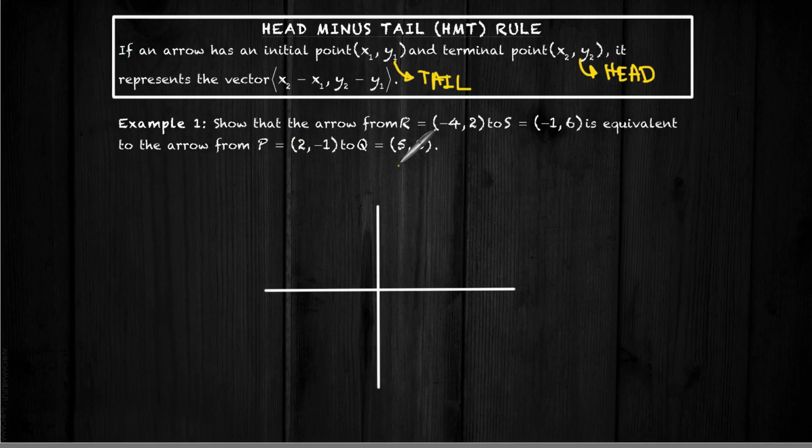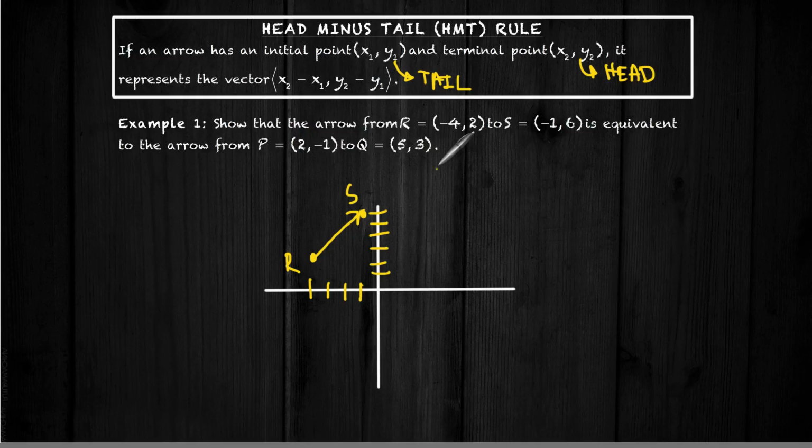So we'll do RS first. So we will go left 4, so 1, 2, 3, 4, and up 2. So this is the point R. And this is going to go to (-1, 6), so 3, 4, 5, 6. And that is S. So it goes from R to S with an arrow, and it stops at S. So once again, R is your tail, and S is your head. So let's go ahead and subtract it.